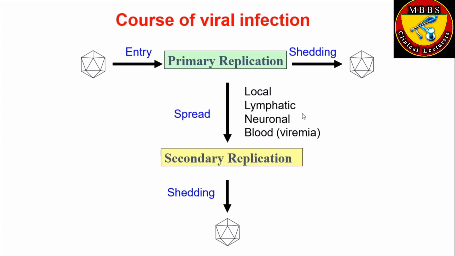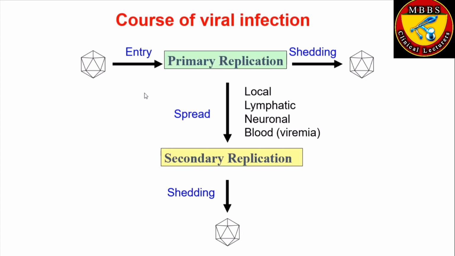When the virus enters at the primary site, replication occurs at that site. When the replication of the viruses occurs at the site of entry, it is called primary replication. Mostly, the shedding of the viruses occurs after replication at the primary site, and they are going to be transmitted to other people.